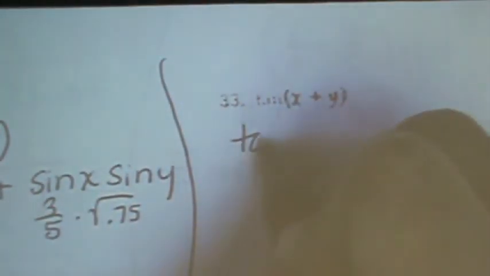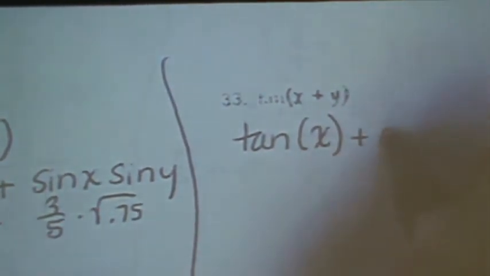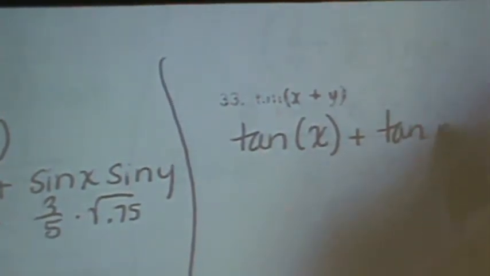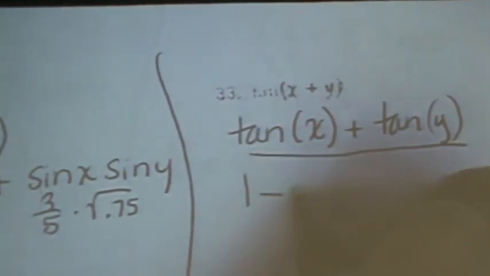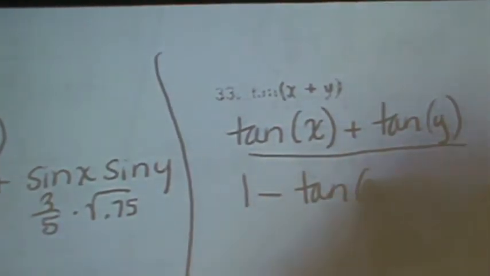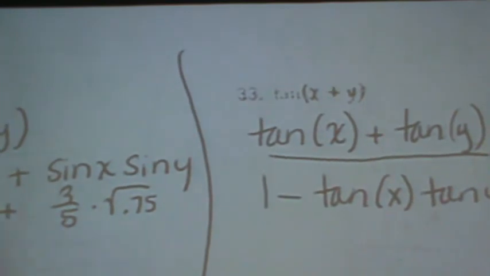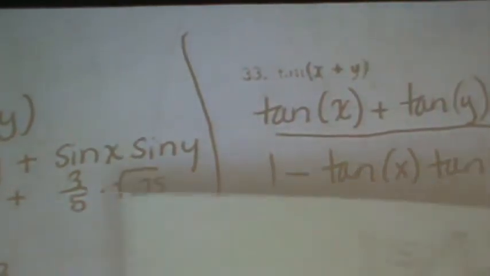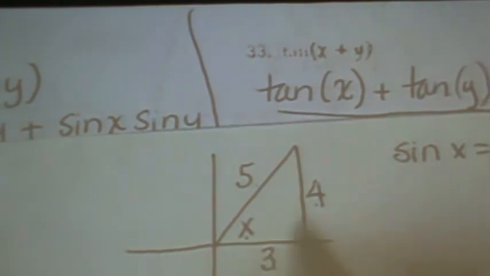In the last one, the tangent of x plus the tangent of y, all over 1 minus the tangent of x times the tangent of y. Where do these numbers come from? You're going to use these two triangles again. So the tangent of x is 4/3.